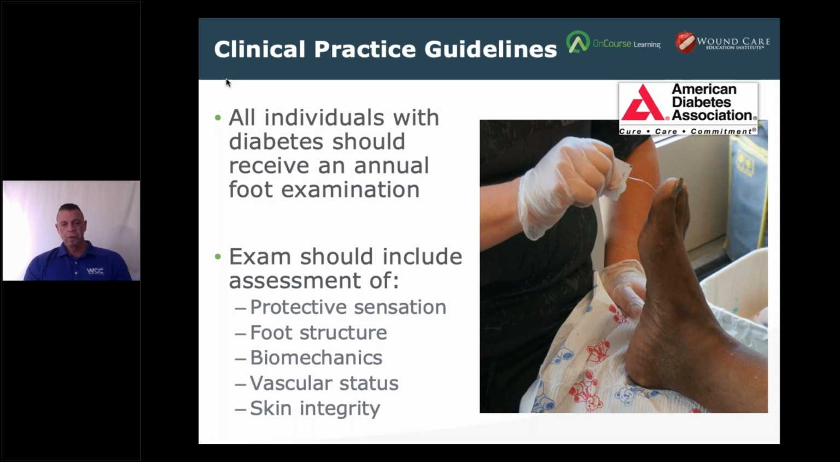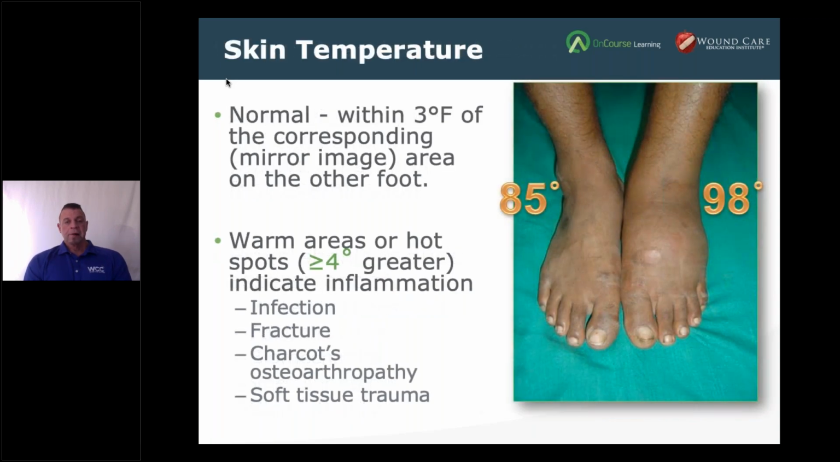We need to assess their vascular status, whether we're using the ABI, TBPIs, or LOIs. There's another test that's out there as well too. And then of course we need to do a good look at their skin integrity. Another thing to look at is skin temperatures. A normal thing would be about a 3-degree difference, okay, at most, from a corresponding area on one foot to the other.